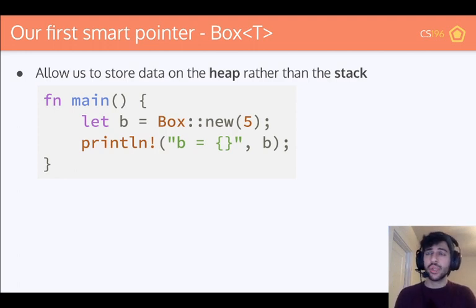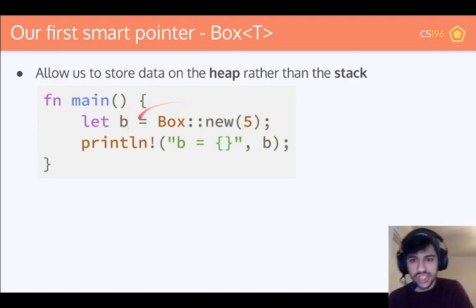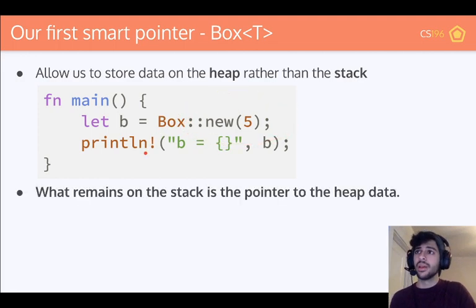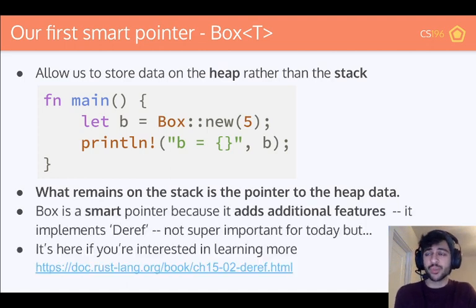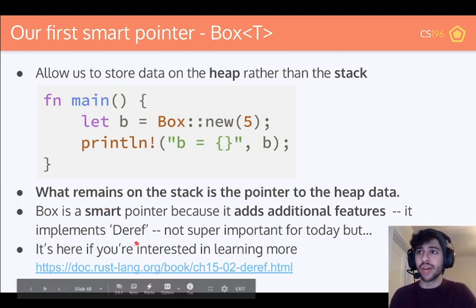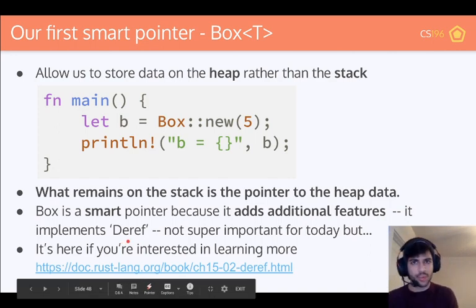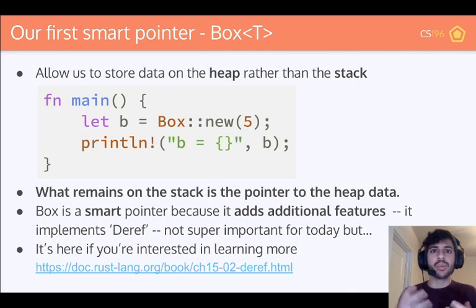But what happens if we use this box smart pointer? If we wrap it in a box, this will store the element on the heap rather than the stack. What is left on the stack is B, which is a pointer to the heap data, which is this data right here. So again, what remains on the stack is a pointer to the heap data. We put it on the heap using the box smart pointer. The further additional feature that the box smart pointer provides is that it implements dereference, deref. This isn't extremely important for today. We are talking about smart pointers, but the focus is the application with linked lists.